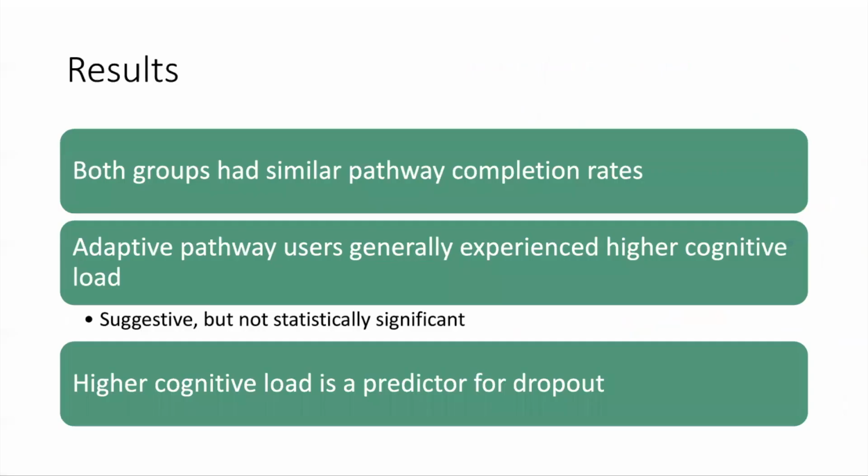We found that both groups had similar completion rates, but adaptive pathway users generally experienced higher cognitive load than static users. It turns out that this was not great, as we found that higher cognitive load is a significant predictor that a user will quit.